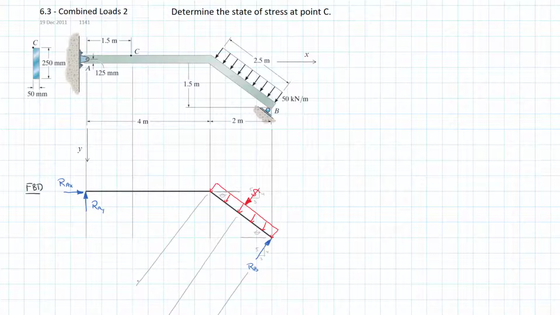Because if I'm doing moments about A, eventually I need to get my perpendicular distance to those. And so I need to have a line that hits all of them at right angles. And because of where theta is, I'm going to label one more. So we also know that this angle in here is equal to theta.